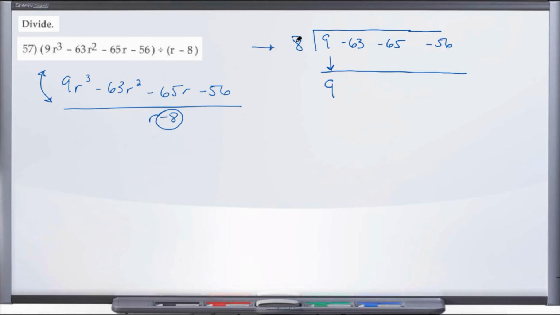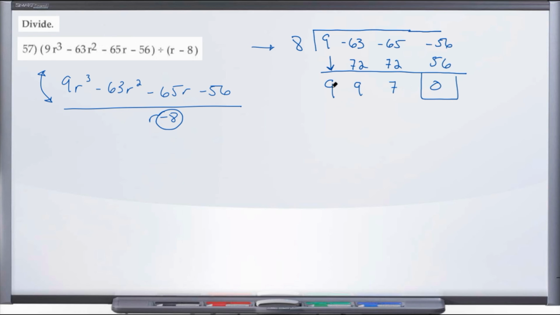And so now we start our multiplication. 8 times 9 is going to give us 72. -63 plus 72 is going to give us a +9. 8 times 9 again is 72. Now we have -65 plus 72 is going to give us a +7. 8 times 7 gives us 56. -56 plus 56 is 0. There's nothing else to bring down or work with, so we are left with a 0 remainder.